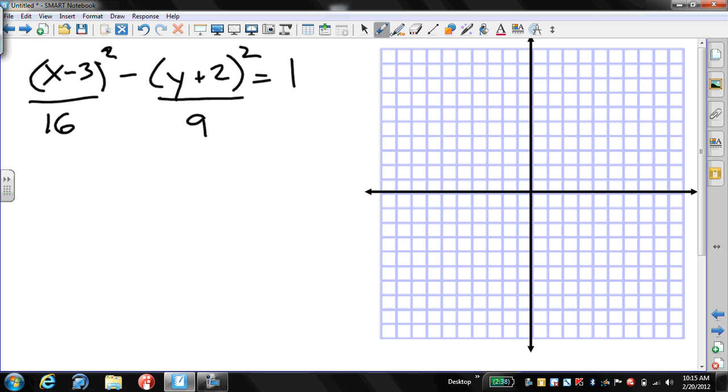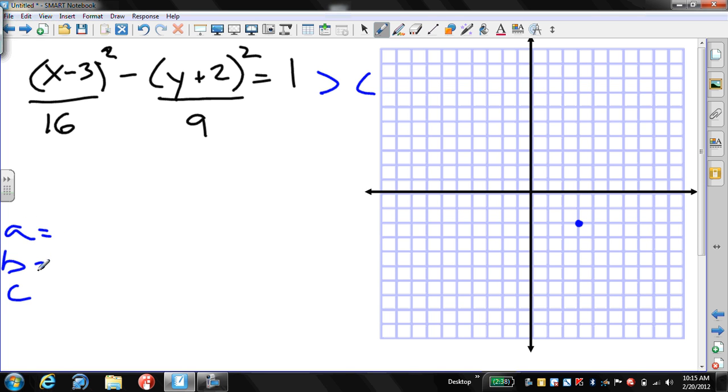Now the first thing you want to do is identify the center of the graph, which I'm looking at as positive 3, negative 2. So I'm going to go positive 3, negative 2, and there's the center of our graph. Now you want to determine, is this horizontal or vertical? Since x squared comes first, it's going to be horizontal, and we want to identify the a, the b, and the c.